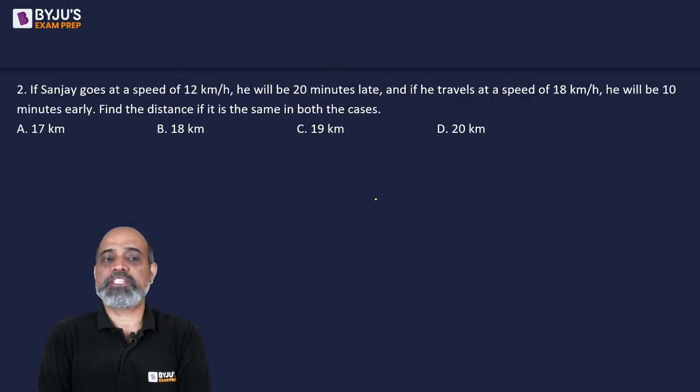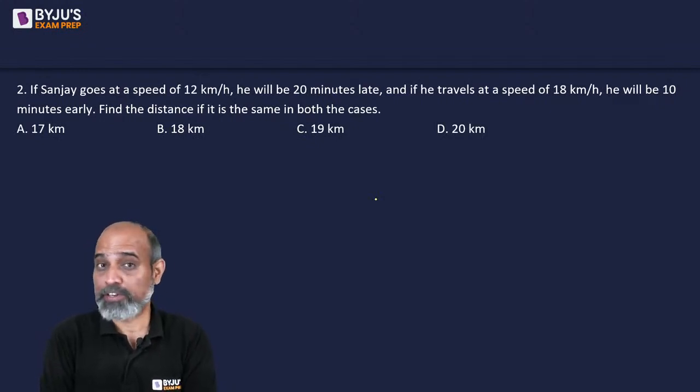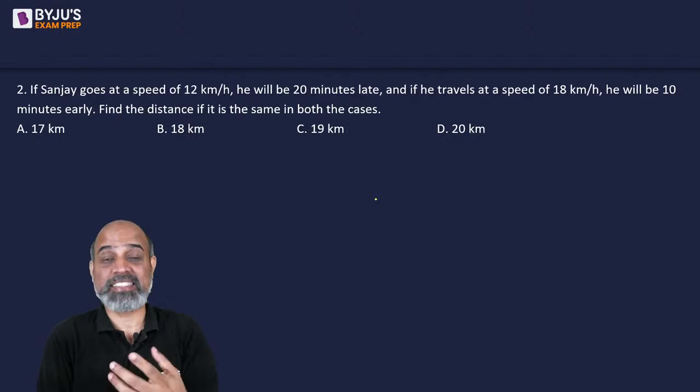Second question. If Sanjay goes at a speed of 12 km per hour, he will be 20 minutes late. And if he travels at a speed of 18 km per hour, he will be 10 minutes early. Find the distance if it is same in both the cases. It is explicitly given over here that out of time, speed, and distance, distance is constant, right?